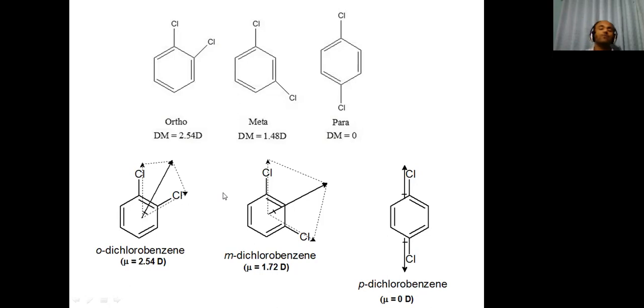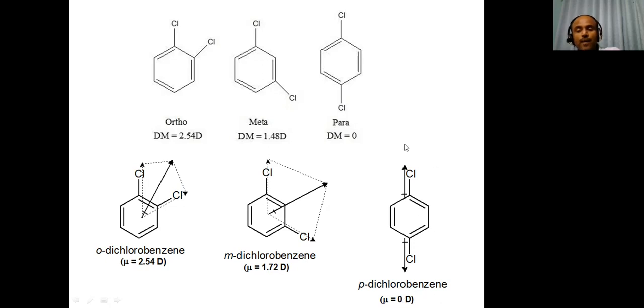Now see here we have three cases of dichlorobenzene. We know that dichlorobenzene exists in three different isomeric forms such as orthodichlorobenzene, metadichlorobenzene and paradichlorobenzene. And the dipole moments for ortho, meta and para are given. In ortho, the value of dipole moment is 2.4 debye. In meta, we have the value 1.72 debye, and in para-dichlorobenzene the value is 0 debye.